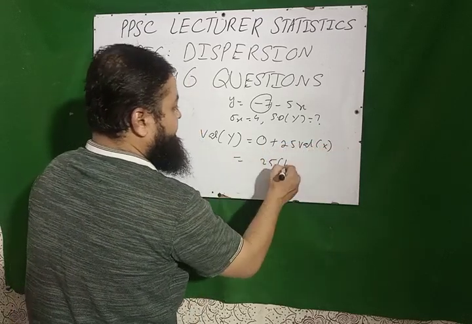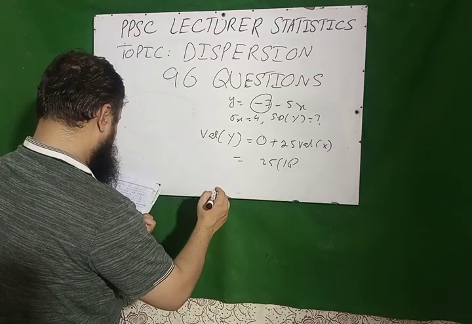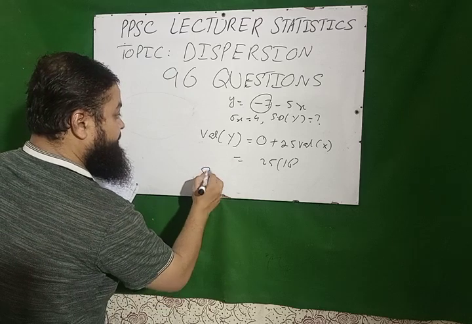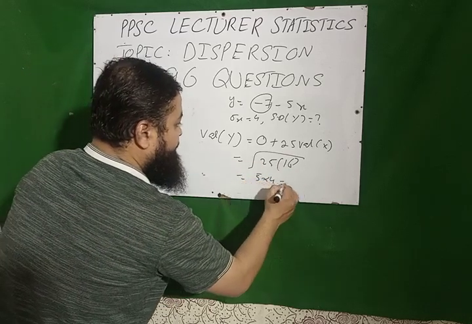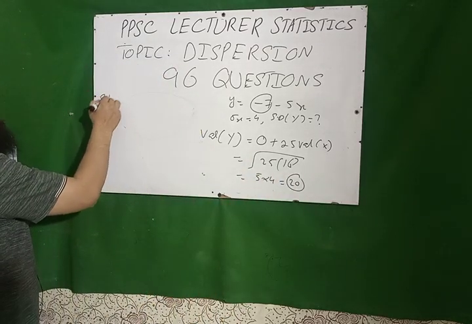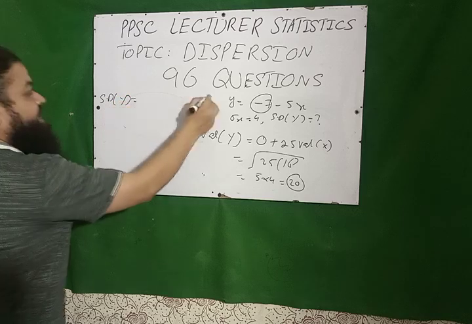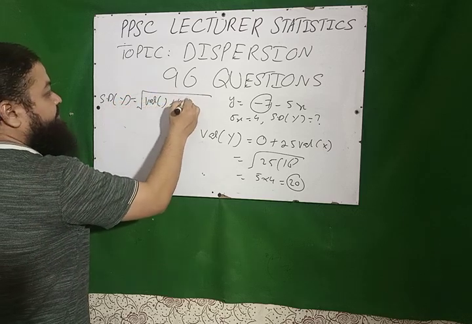25 into variance of x will be 16. You have to calculate standard deviation of y. It means under root of this much, that will be 5 into 4, 20 will be the correct answer. The method is same. Whenever you have to calculate standard deviation of y, that will be under the root variance of first one plus variance of second one.